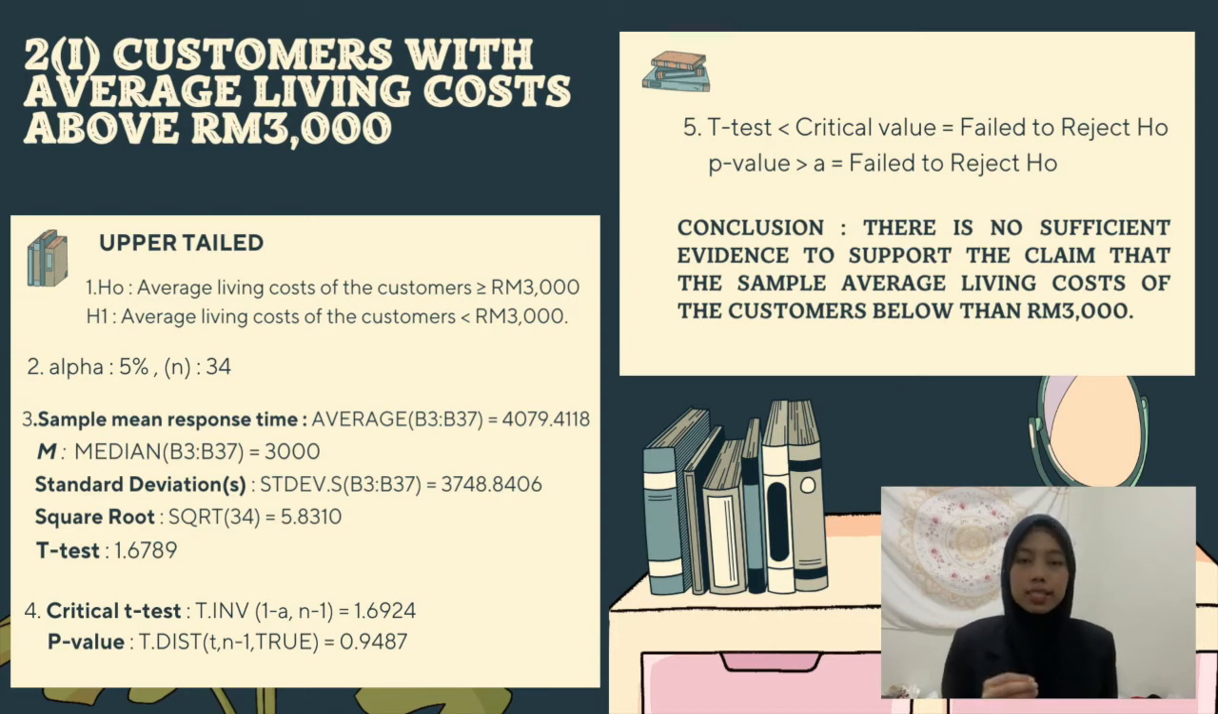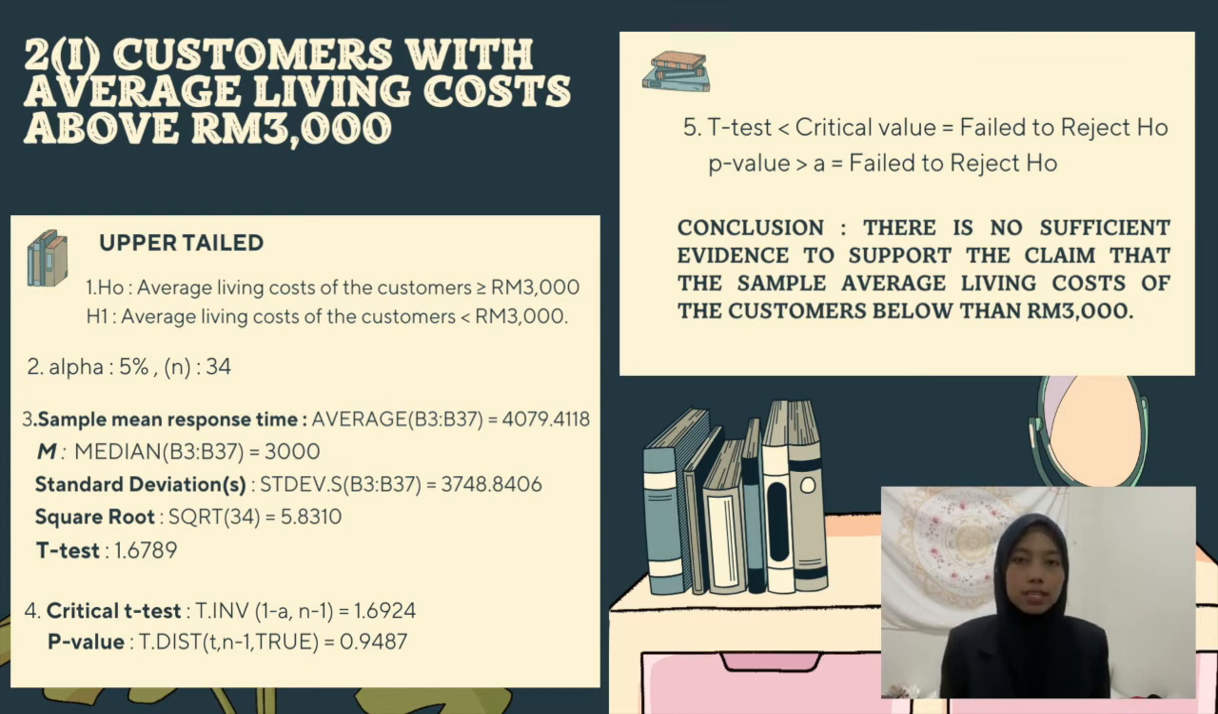Thirdly, selecting test statistic, which is t-test, and 34 for the respondent and population variance unknown. In this step, we have to find sample mean response time, and the formula is average B3 through B37, which is from living cost, and you will get the answer 4079.4118. Next, you have to find the median, which the formula is median B3 through B37, and you will get the answer 3000.